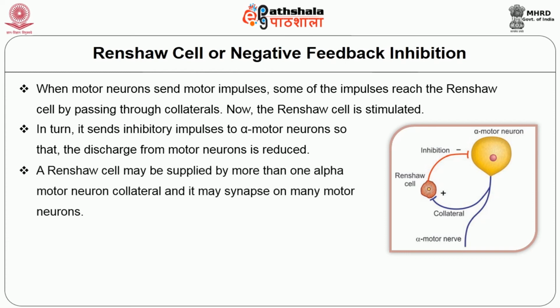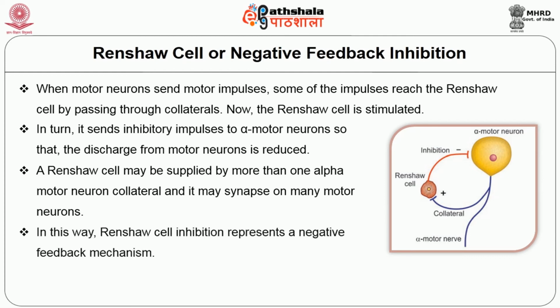A Renshaw cell may be supplied by more than one alpha motor neuron collateral and it may synapse on many motor neurons. This figure shows the Renshaw cell inhibition. In this way, Renshaw cell inhibition represents a negative feedback mechanism.